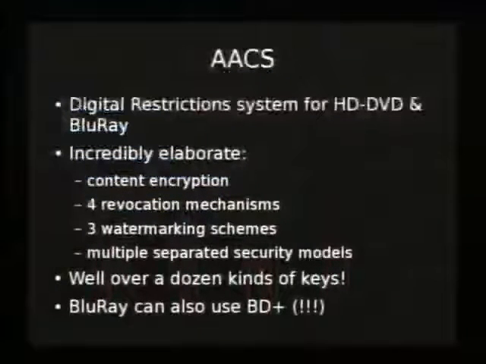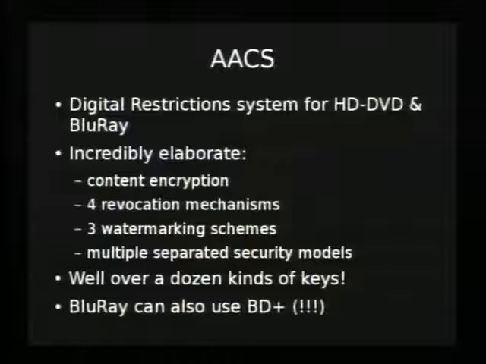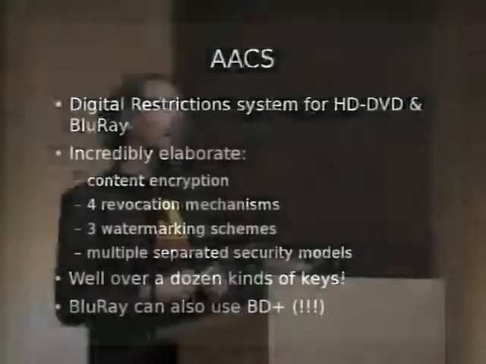And this DRM system is incredibly elaborate compared to most of the historical DRM systems that we've seen. In addition to the basic content encryption, it has at least 4 revocation mechanisms, means by which keys or subsystems can be turned off or disabled if Hollywood finds evidence that hackers have started finding a way around the DRM system. It contains at least 3 watermarking schemes, and counting them exactly is actually kind of tricky. And lastly, it contains multiple separate security models that you need to think about when you're analyzing how this system works. And when you look at all of these different subsystems in combination, it has well over a dozen different kinds of keys, maybe even almost 20 different types of keys in the system. And even counting the number of different kinds of keys is complicated, as we'll see later in the talk.